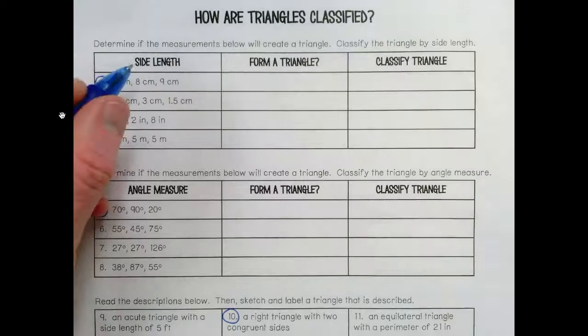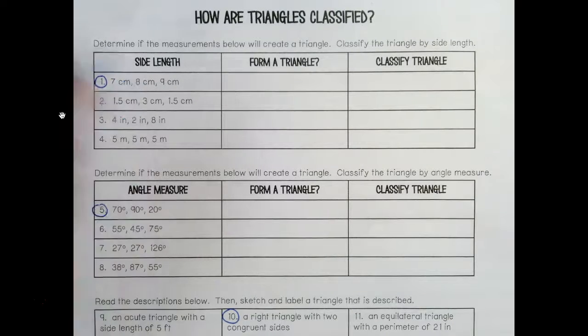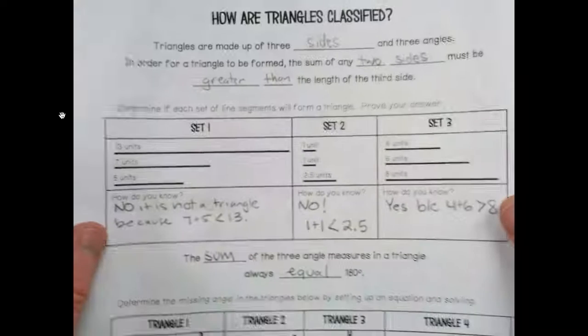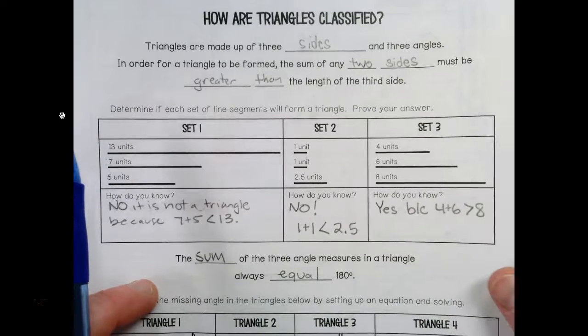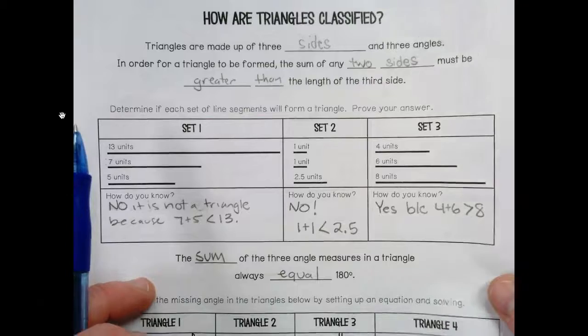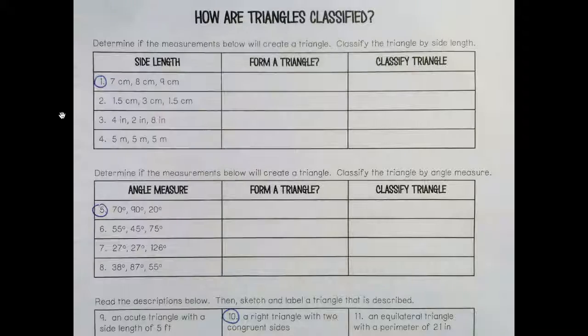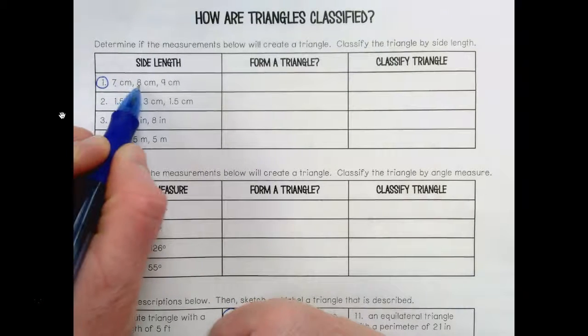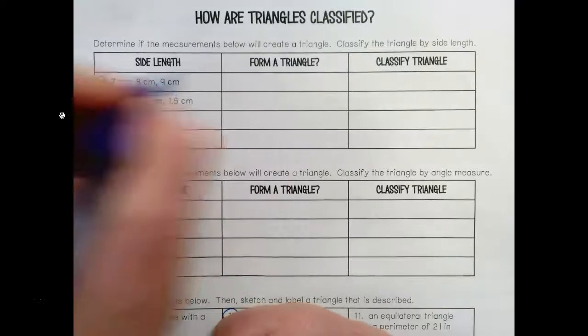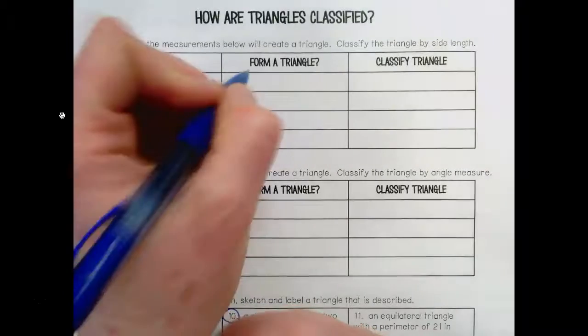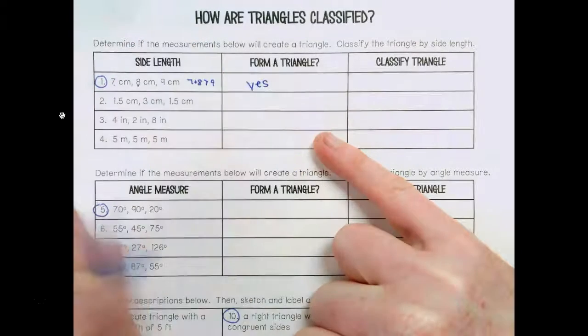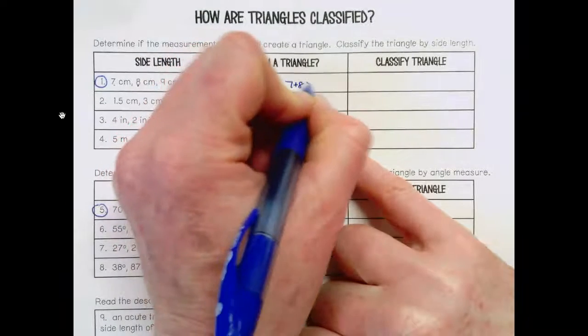So remember, to determine if a triangle can be created, we go back to our notes from yesterday. In order for a triangle to be formed, the sum of any two sides must be greater than the length of the third side. So we're going to add the two smaller sides together and see if it's more than the third side. So here are the two smaller sides. Is 7 plus 8 greater than 9? Yes. Does it form a triangle? Yes. Okay. 7 plus 8 is greater than 9.